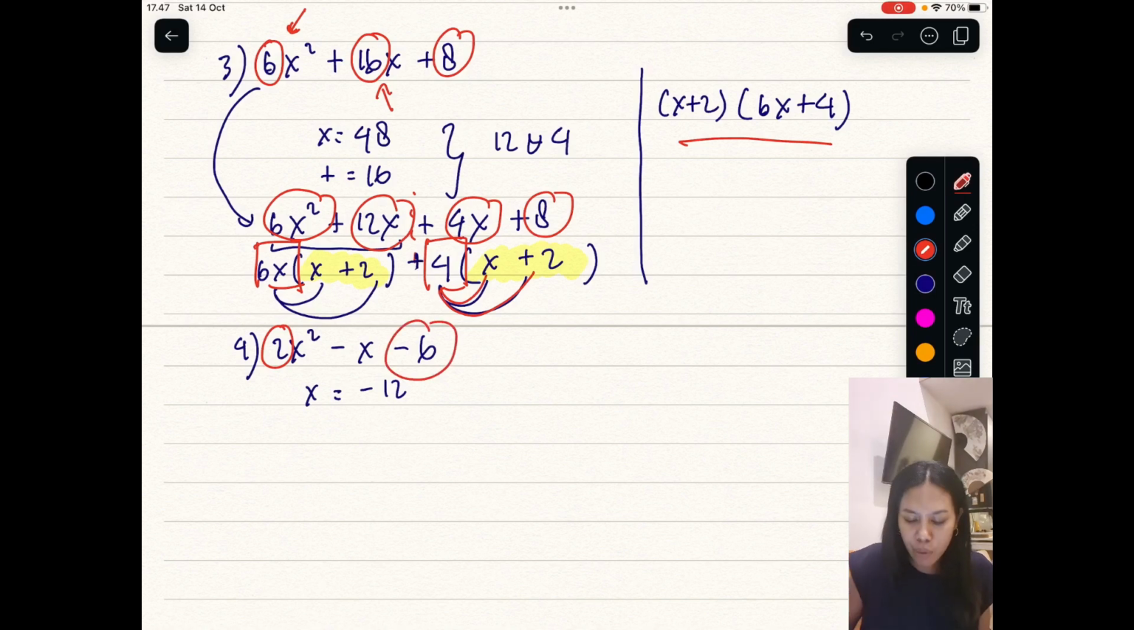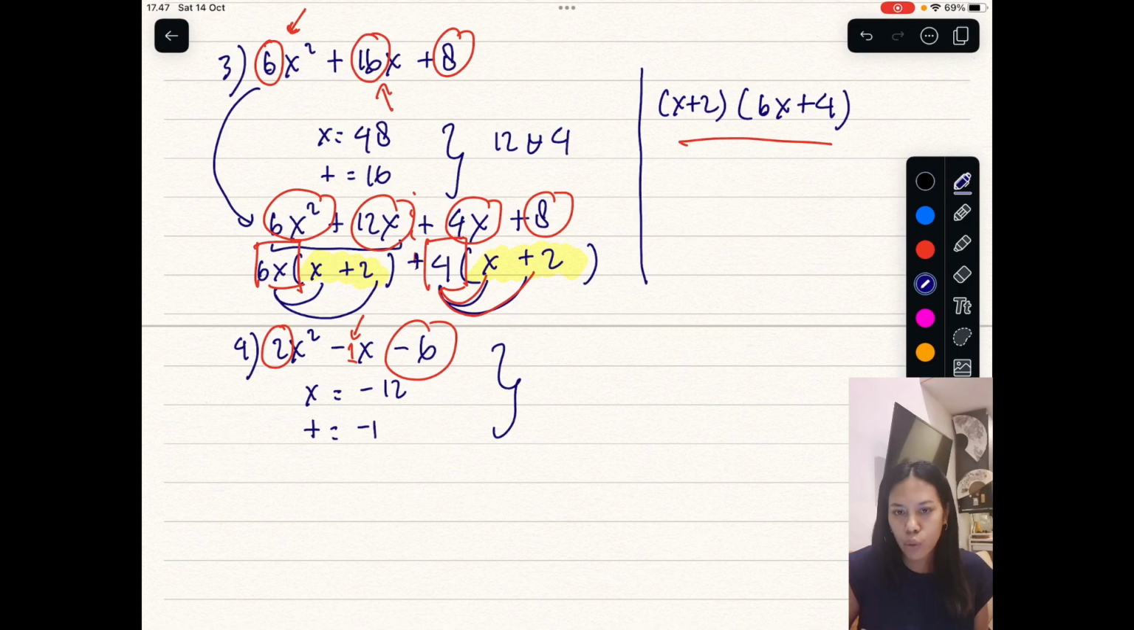Okay, after that we need to find two numbers that add to equal negative 1. How did we get the negative 1? See here, the negative x, there's an invisible 1 there. So there's a negative 1 there. Now we need to find two numbers. If we multiply, it equals negative 12. If we add, it equals negative 1.